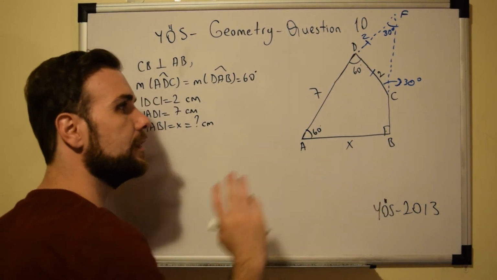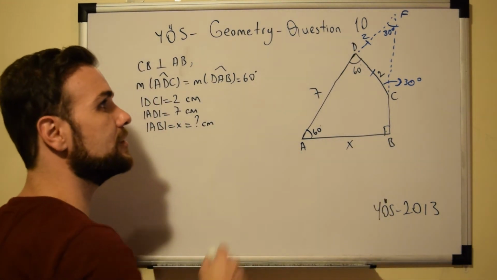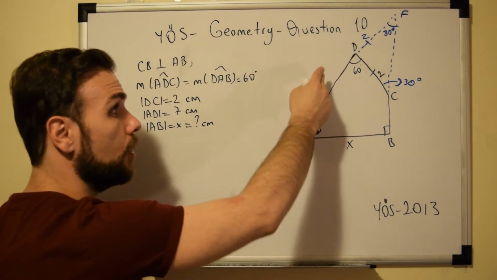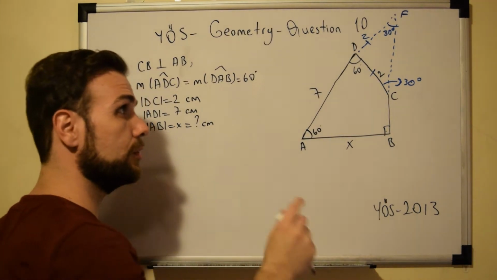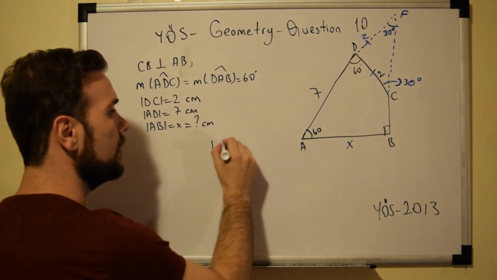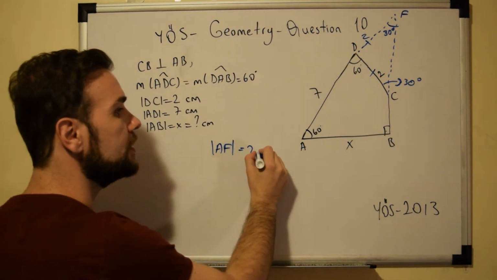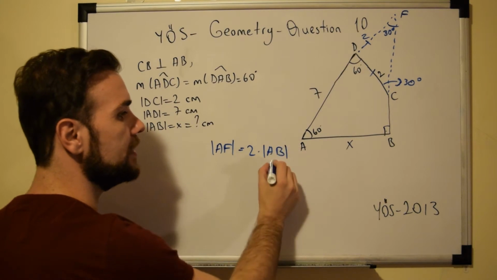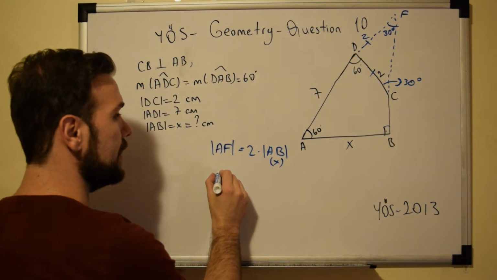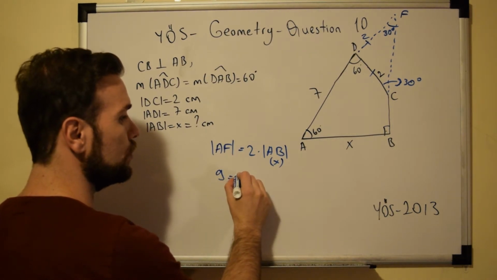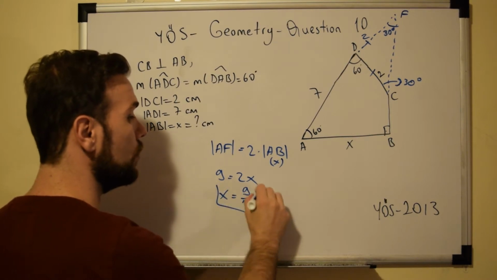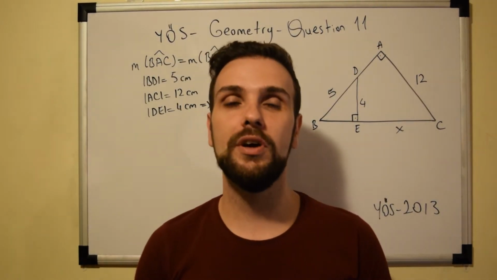Now since we are dealing with the right triangle, what is the rule we have to apply here? Since we know the hypotenuse, which is 9, we know that the hypotenuse will always be in this special triangle. So knowing this, we know that AF is equal to 2 times AB, which in this case is X. So what is the value of X? We know that AF is 9, so 9 is equal to 2x, so x is equal to 9 over 2.